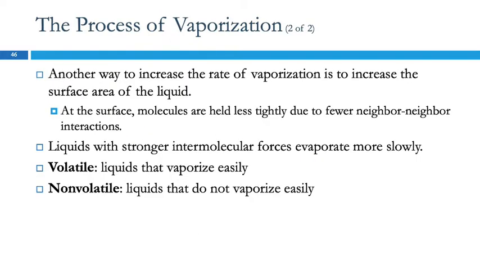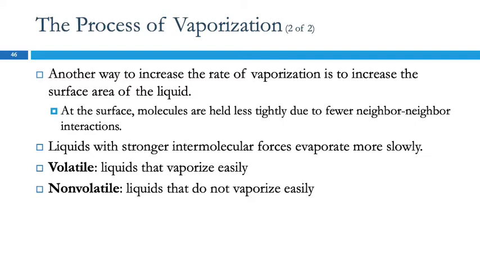Another way to increase the rate of vaporization is to increase the surface area. At the surface, the molecules have fewer neighbor-neighbor interactions, so if you get more surface area, you can get more vaporization. It's also because the surface is the only place you can evaporate, right? If you try to evaporate into the side of the beaker, it's not going to work out very well. You're not going to get loose.